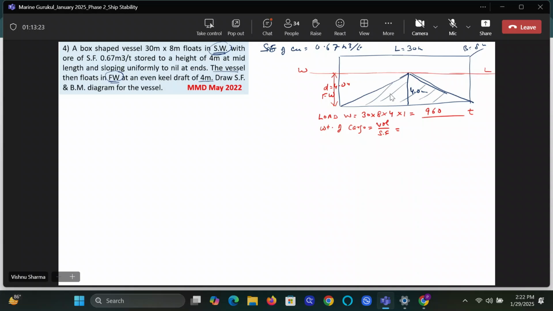What will be the volume of the cargo? The shaded triangle that you are seeing on the side view multiplied by the breadth of the hold. Am I right, guys? Does everybody agree with me? The volume of the cargo will be half, base is 30 meters, height is 4 meters. This is the area of the triangle, multiplied by breadth 8 meters. This becomes the volume of the cargo, divided by the stowage factor 0.67. How many tons is the weight of the cargo, class?